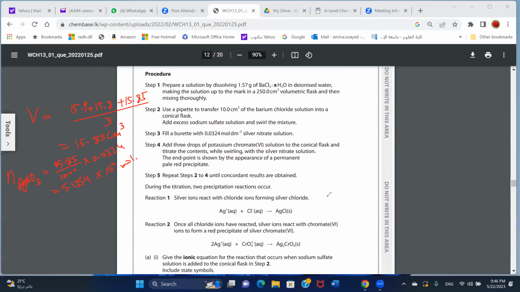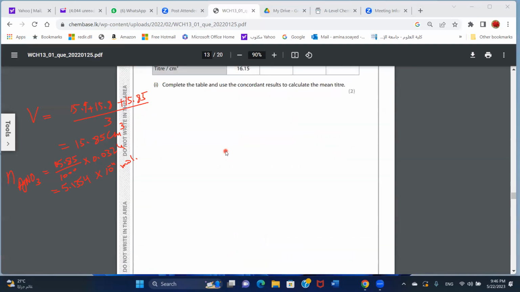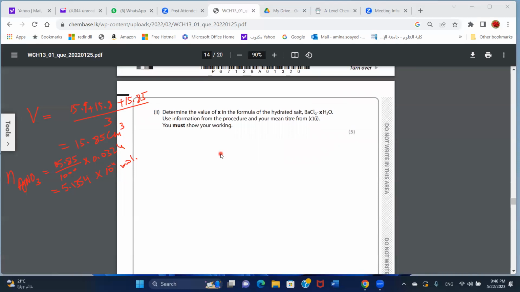Sorry, Miss, can you go back to the question? So they want us to work out the number of moles of water in the BaCl that's been dissolved. Yes, they want the X. Yes, they want the number of moles of the water. But of course we cannot get the number of moles of water from the titration. We do not titrate water against anything.